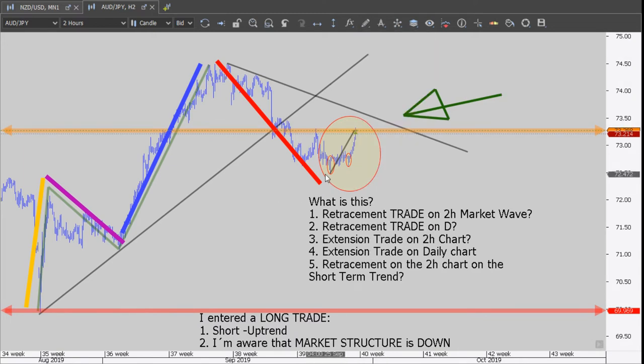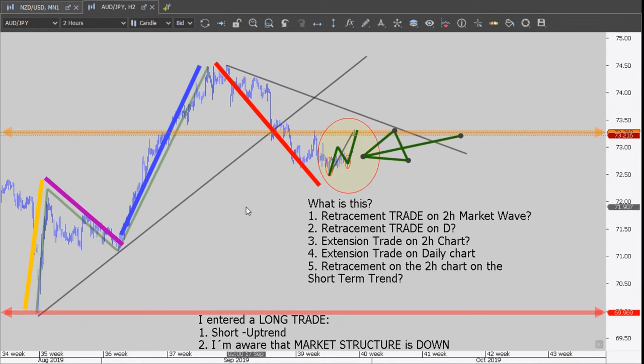How do you know that we are in an extension? This is an extension trade. Yes, it's high risk. Yes, it's speculative in nature, because we have a down structure, we have a bearish market structure. Right, how do you know that this is the starting point of the extension? This is one, the first movement of a new uptrend. Number 3, extension trade on the 2-hour chart.